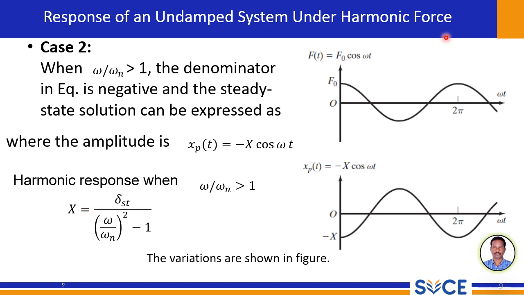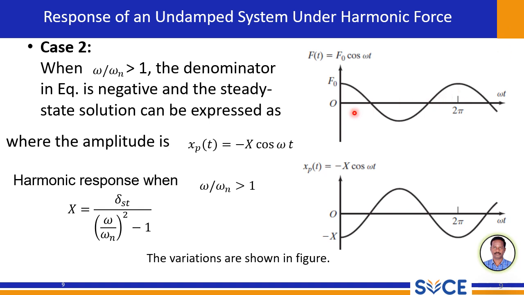Because the denominator is negative, the steady state solution can be expressed in terms of a negative sign. Here it is very crucial. It indicates a phase shift of 180 degrees between the applied force and the system's response.